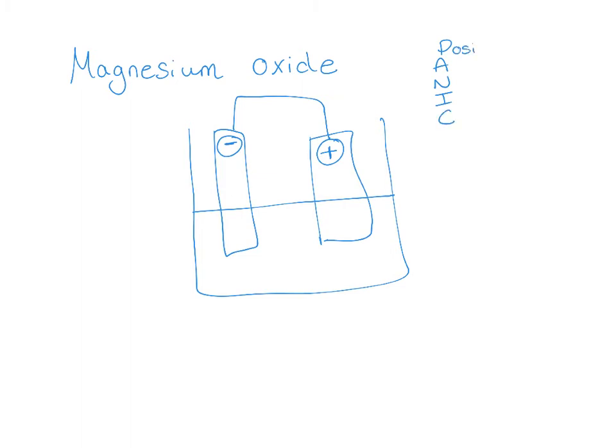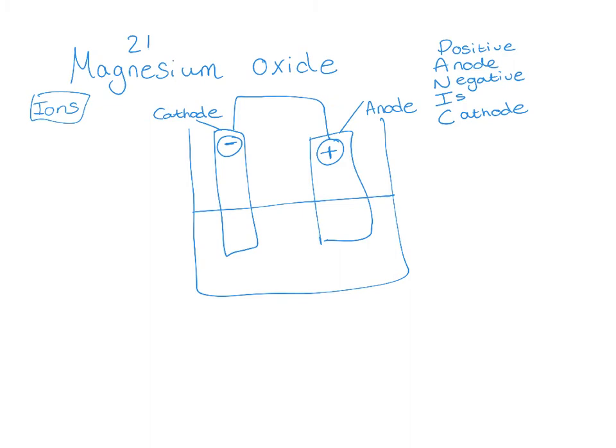Positive is anode, negative is cathode. Okay, and I can label them. So I've got my anode and I've got my cathode. Next thing I'm going to do then is turn to my table of ions, and I'm going to get their charges. So magnesium is 2+, oxide is 2-.